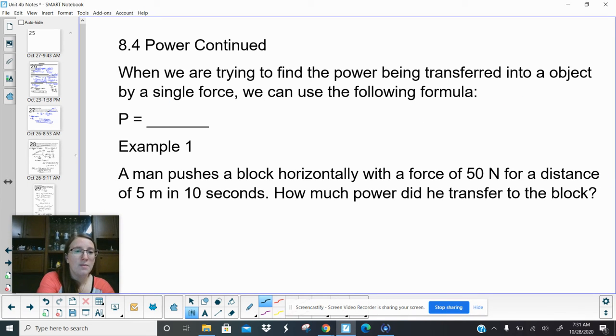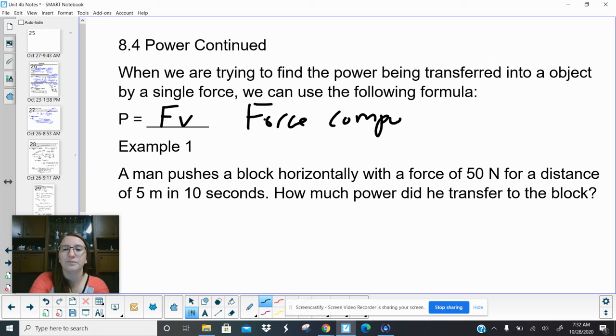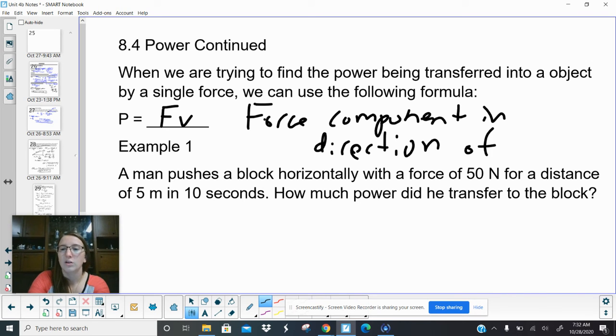We talked about this yesterday, but this is the force times the speed. We have to be very clear here. In the textbook, it says F cosine theta. We've talked about this. The reason why I don't like that formula is because they give you an angle, and sometimes that angle can change that you have to use in the formula. So all you have to remember here is we need the force component. F is the force component in the direction of motion. You might have to do some trig. If you have an angle, you have to find the force component in the direction of motion.